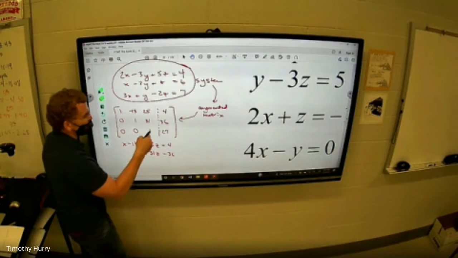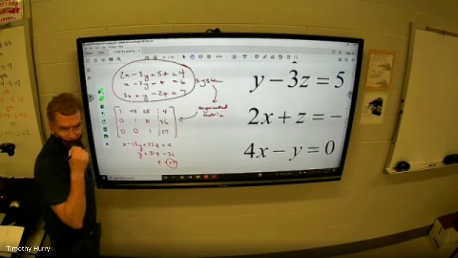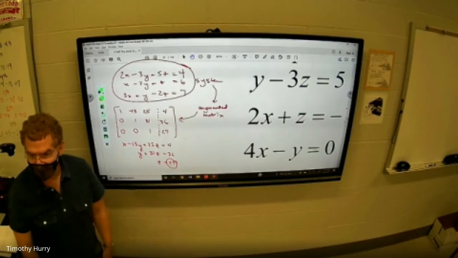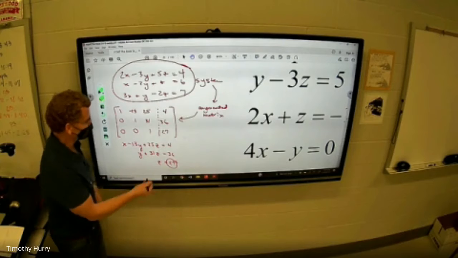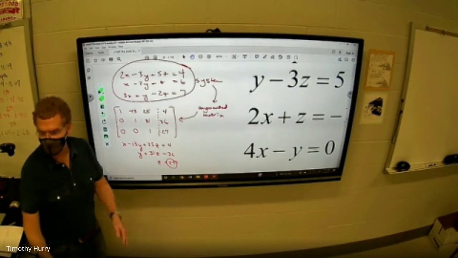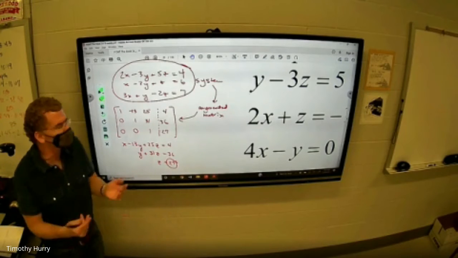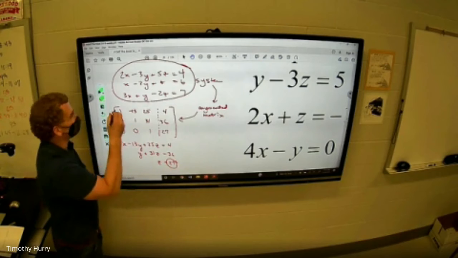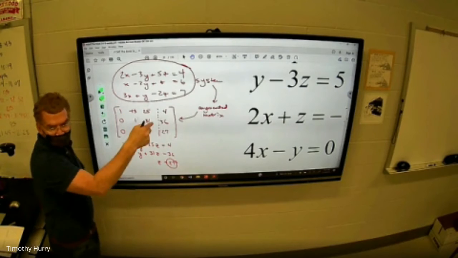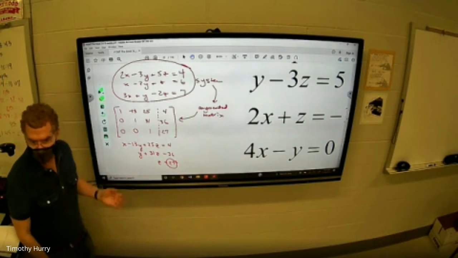And then this is just what? 1z is 27. So what do I know? I know the z. And if I know the z, what can I do? Plug it back in to find the y. And once I know the y and the z, what can I do? Plug them both back in and find the x. And that would be great. Wouldn't it be awesome if I could type this in, hit REF, the row echelon form, and it magically jumps to this, and I'm ready to go.